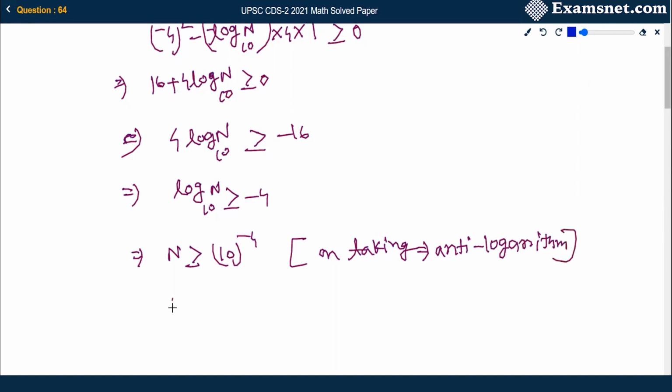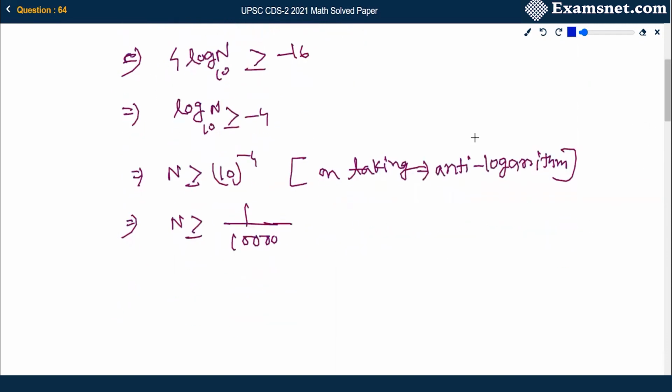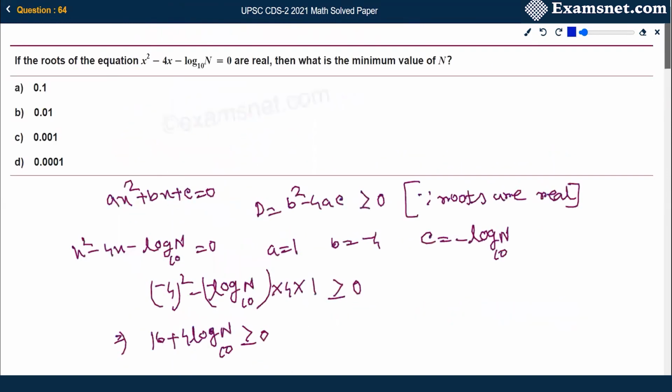Okay, so that means n is greater than or equal to 1 by 10,000. So yes, the minimum value of n can be 0.0001. This can be the minimum value of n. So yes, option D is the correct answer here.